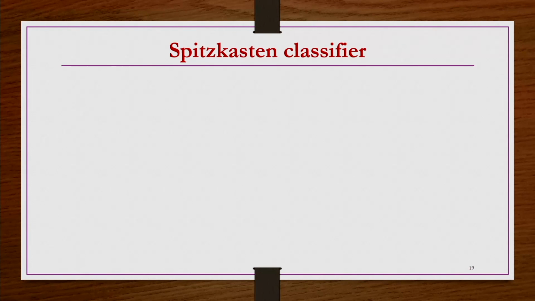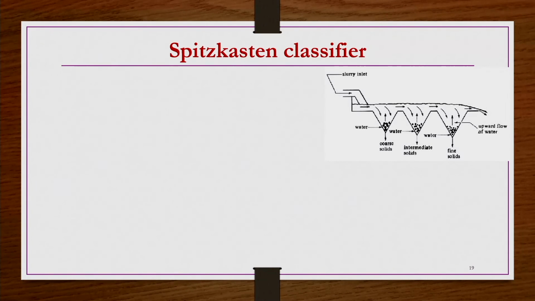The Spitzkasten classifier is the other kind of equipment. Here we have different cones, and the size of the cones increases in the direction of the flow. The smaller cone comes first, next is an intermediate cone, and at the last is the largest cone. The slurry having the solid particles passes through as an inlet from here. The same principle of settling of the particles under gravity is valid here also.